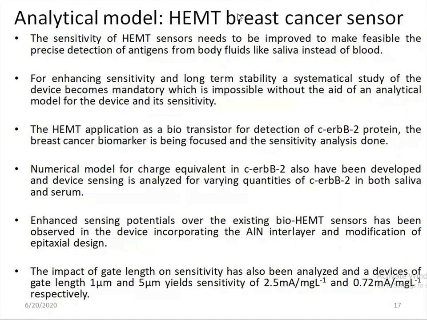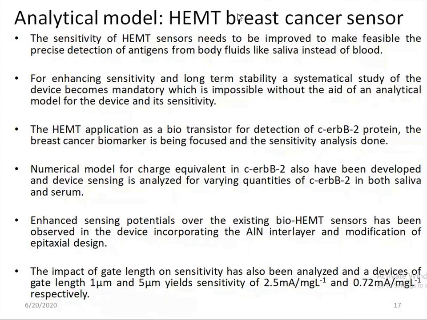Simulation is just using models. You are not modeling for any kind of defects or anything in the device. So we have to use some theoretical or modeling approach in order to validate the simulations that we are doing. For this, I have developed an analytical model for a particular sensor, that is a HEMT-based breast cancer sensor. So this is the analytical model.